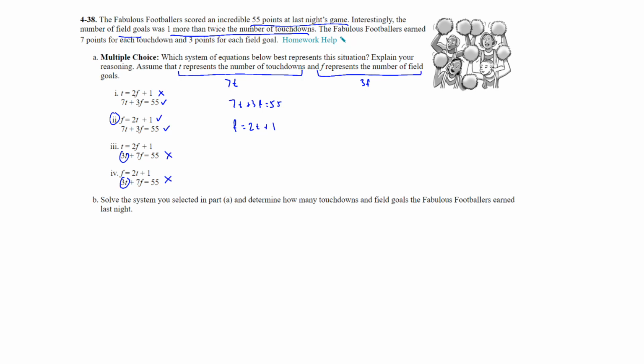B says solve the system after we select, which we did, and determine how many touchdowns and field goals. So now we need to solve this. So F is equal to 2T plus 1. And we're going to substitute that into our second equation. So F is equivalent to 2T plus 1. So that's what we're going to replace the F with. Now we have one equation and one variable. So we will go ahead and solve.